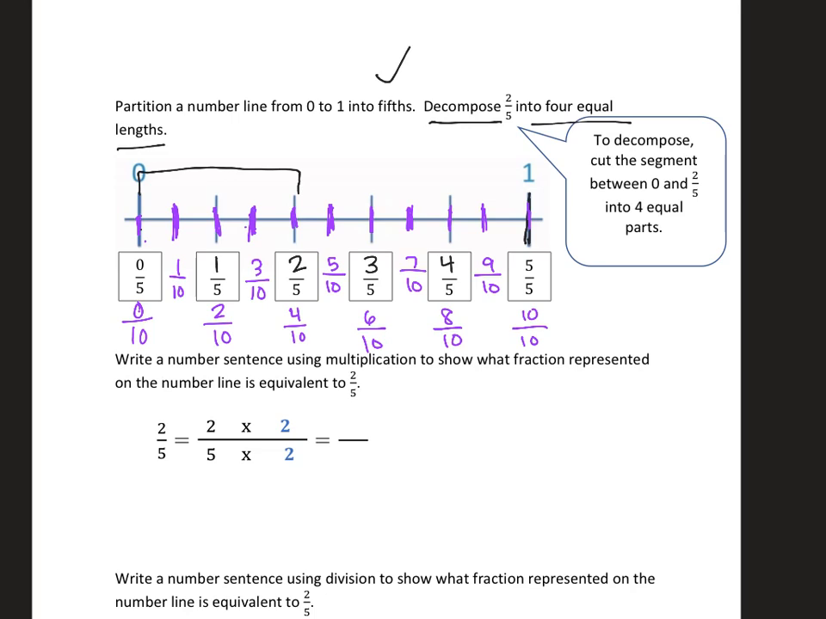All right, so now they want to know what fraction represented on the number line is equivalent to 2/5. So right here is where I have 2/5. So what fraction did I write here? I can see that it's 4/10, but if they need me to use multiplication, I can say, okay, I started with 2/5 times 2, which is what they wrote right here. 2 times 2 is 4, and then 5 times 2 is 10. So I can see that 4/10 is equivalent to 2/5. Okay.